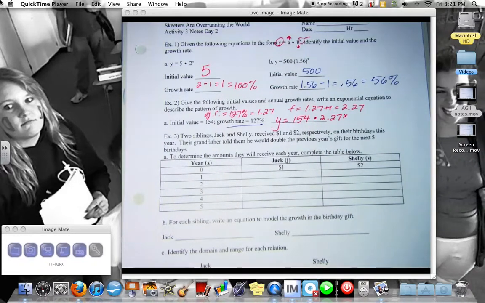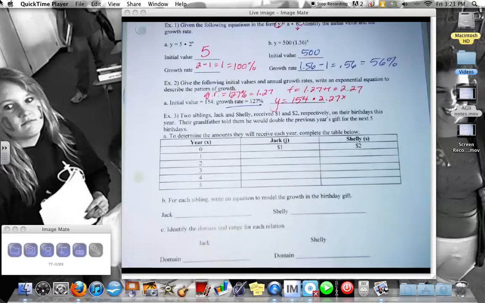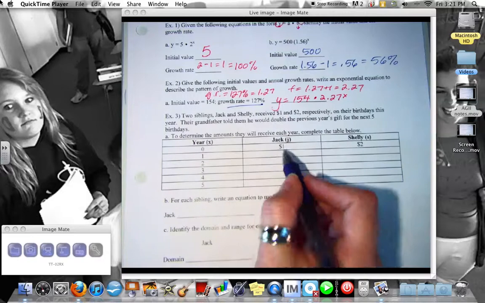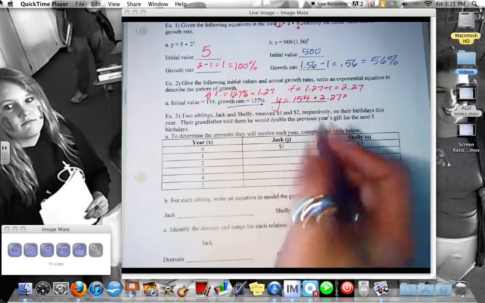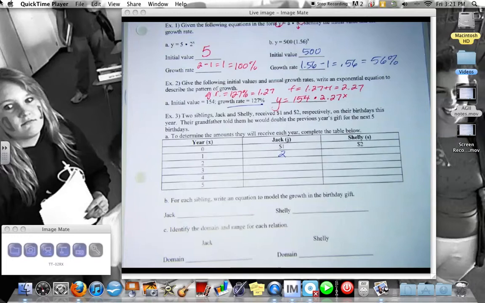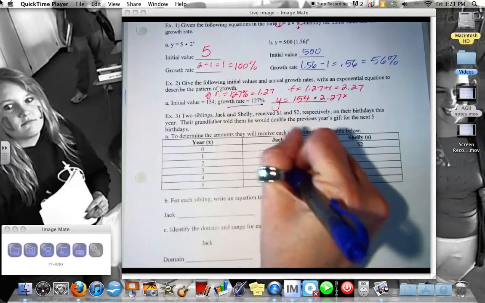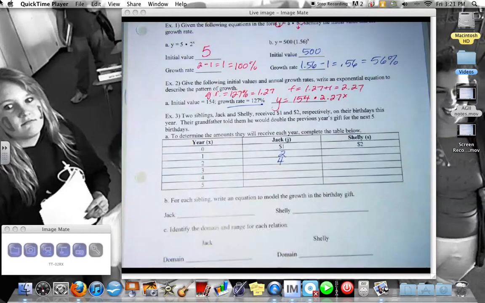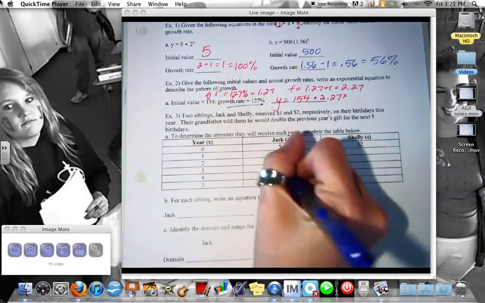Two siblings, Jack and Shelley, received $1 and $2 respectively on their birthdays this year. The grandfather told them he would double the previous year's gift for the next 5 birthdays. So we're doubling. This is similar to what we were looking at for our homework the other day. So Jack has 1. It's going to get doubled, so that will give him 2. The 2 gets doubled, and that gives us 4. 4 gets doubled, and that gives us 8.